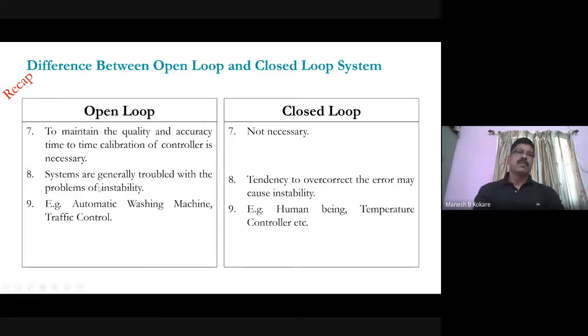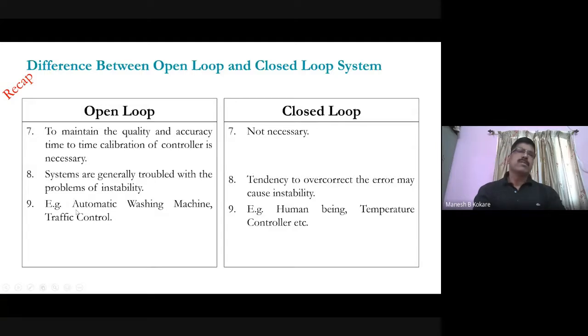The eighth difference is that open loop systems are generally troubled with the problem of instability. Actually, this is not a difference but a similarity, because there is also a problem of instability in a closed loop control system, because there is a tendency to overcorrect the error, and this may cause instability. So the reasons may be different, but the instability problem may be there in both systems, right?